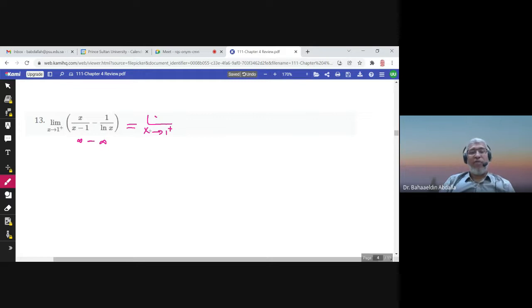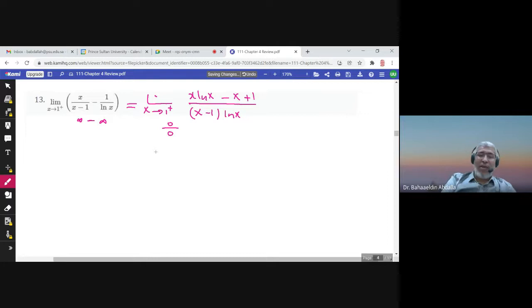I have to add, so x minus 1 times ln x, and x times ln x minus 1 times, so minus x and minus times minus plus 1. Now if I replace x by 1, ln 1 is 0, minus 1 plus 1, that's 0. And 1 minus 1 is 0, ln 1 is 0, so I have 0 over 0. And now we can use L'Hopital's rule.